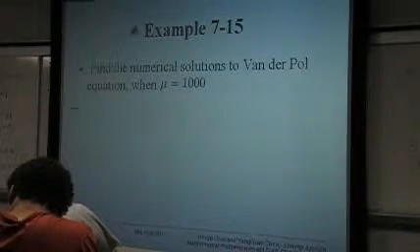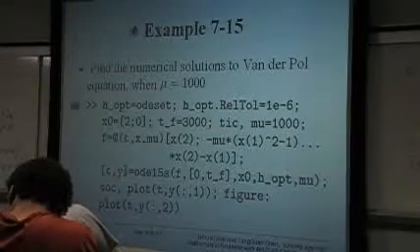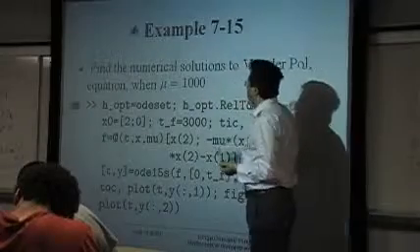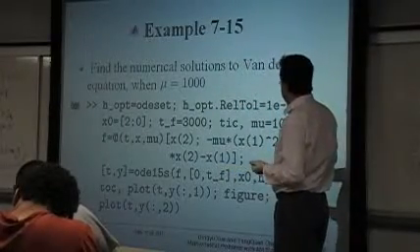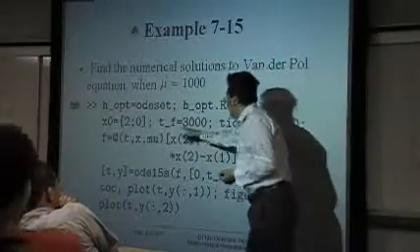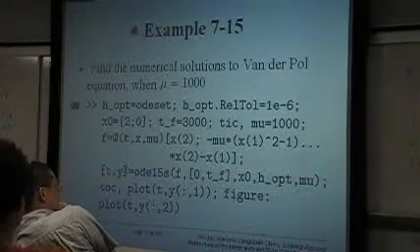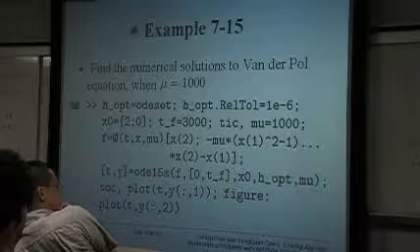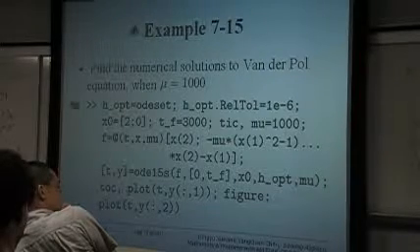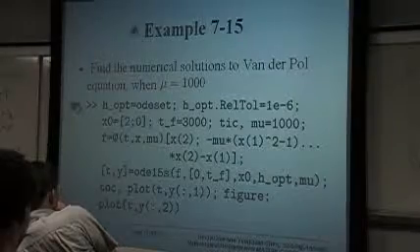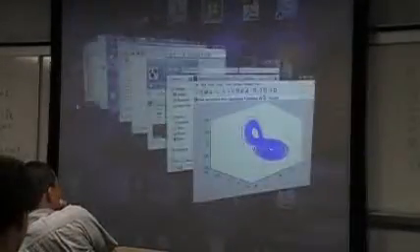So now let's go back to the same problem. If mu is 1,000 and the solution period is 3,000, then with the use of ODE45, it may take quite a long time and you cannot get the result. However, with the use of ODE15S, the result can be obtained immediately.